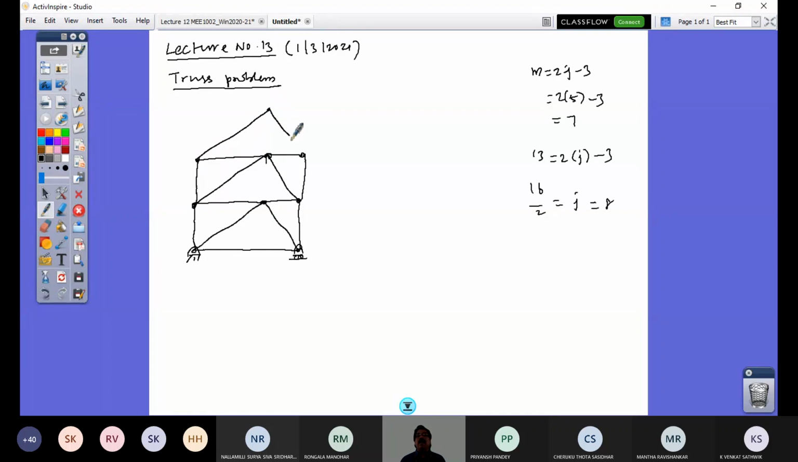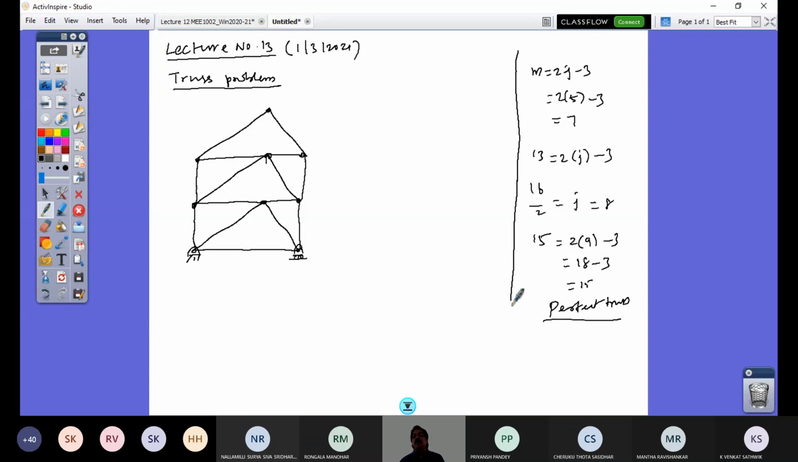Like this, I can have a bigger truss. I just have added 2 more members, so it's 15 members, with 1 additional joint. So if I put joint number 9 here, it is 2 into 9 minus 3, 18 minus 3, 15 members. That is also satisfied. So now I have 15 members, 2 into joints 9 minus 3, so 18 minus 3, 15, a perfect truss. So you understand what this equation requirement is to check whether a truss is statically determinate or not.